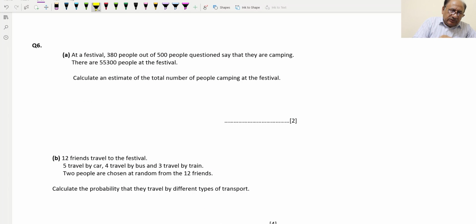The next question we can move to is question number 6. Question number 6 says, at a festival, 380 out of 500 people questioned say that they are camping. There are this many people at the festival. Calculate an estimate of the total number of people camping at the festival.